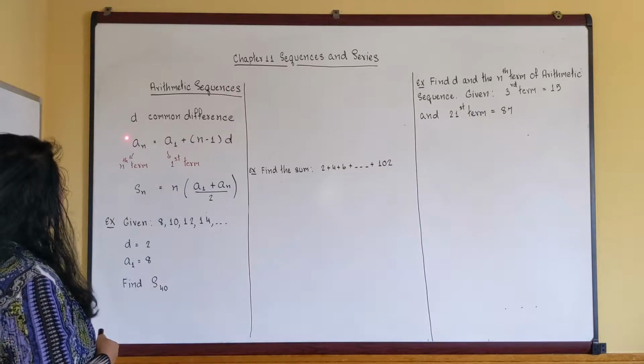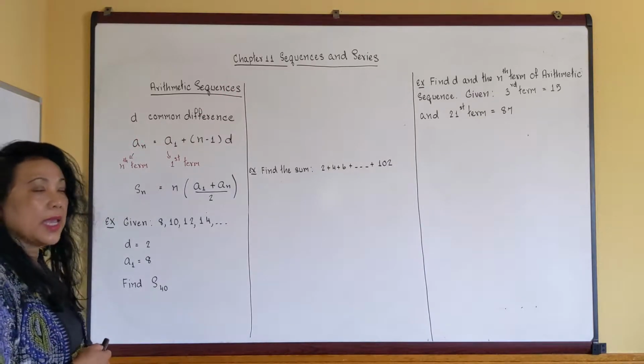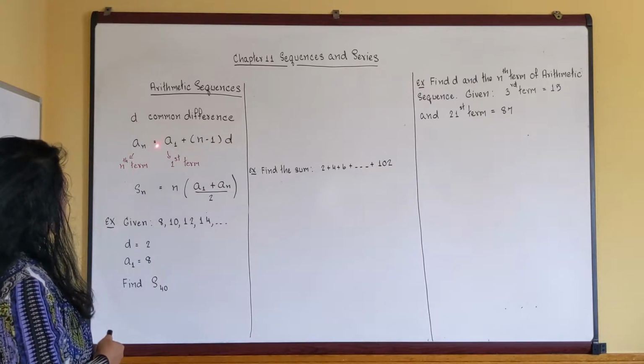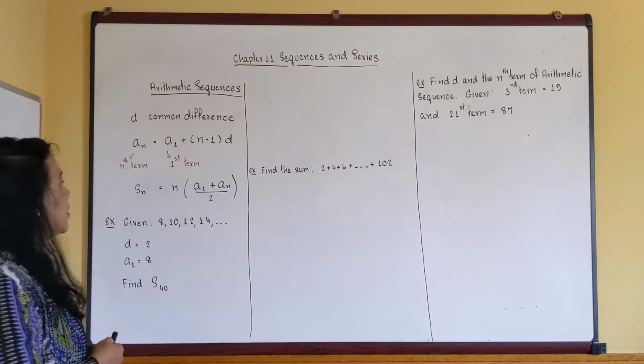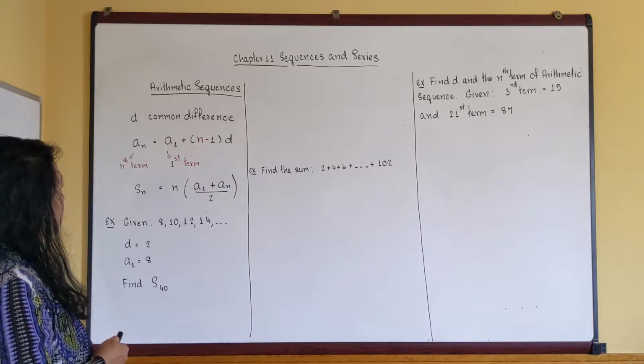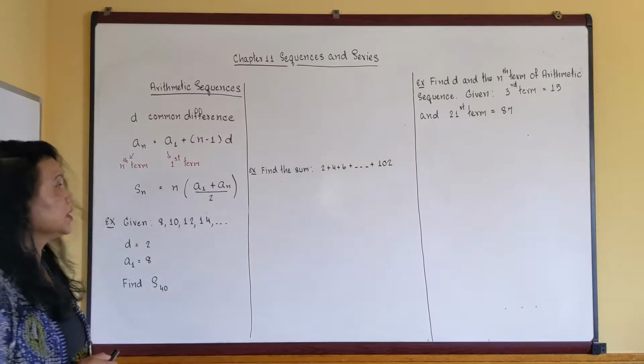Arithmetic sequence is in the form of a sub n. A sub n is the nth term, equal to a sub 1, the first term, plus n minus 1 quantity times d. d is the common difference.